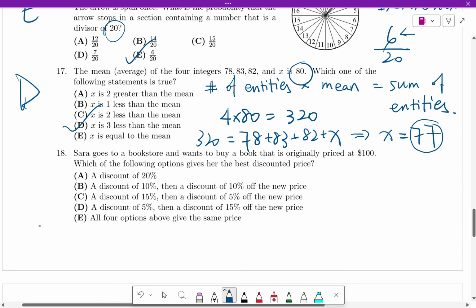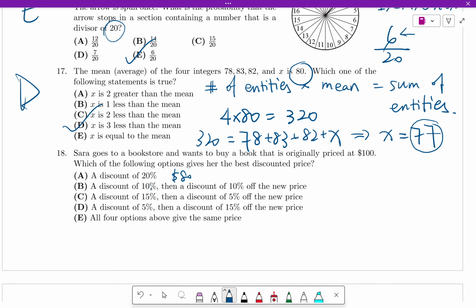Question 18. Sarah goes to a bookstore and wants to buy a book that is originally priced at $100. Which of the following options gives her the best discounted price? We first have a discount of 20%, so it would end up with $80.